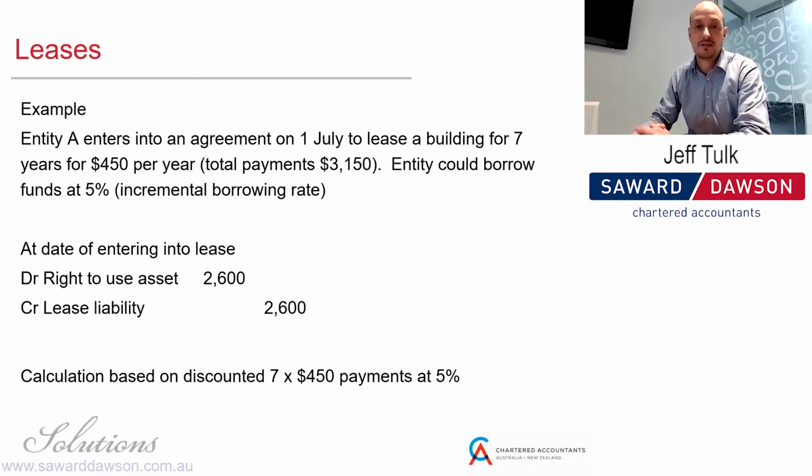Part of the calculation is to work out what the discounted or implied interest component is in the lease. For this example, we're saying the entity could go and borrow money and acquire this building for 5%. That's called the incremental borrowing rate for the organisation. To do the calculation on the initial entry required at the date of entering into the lease, we simply do a discounted cash flow calculation: 7 periods, $450 a period, discounted back at 5%. If you do that calculation, you end up with approximately $2,600.